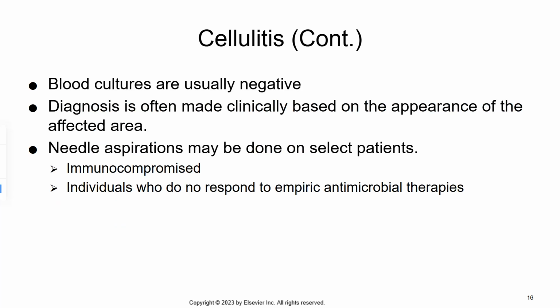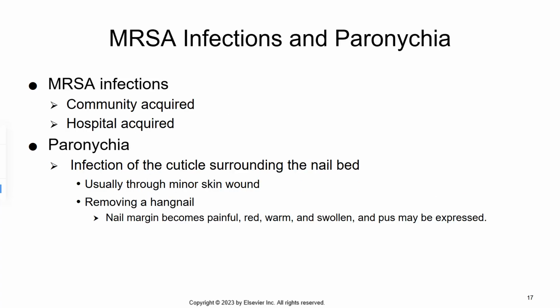Blood cultures are usually negative. Diagnosis is often made clinically based on the appearance of the affected area. Needle aspirations may be done on selected patients, especially if they're immunocompromised or if they don't respond to their typical antimicrobial therapy. MRSA infections: community-acquired MRSA infections are possible, and then there's hospital-acquired MRSA infections.